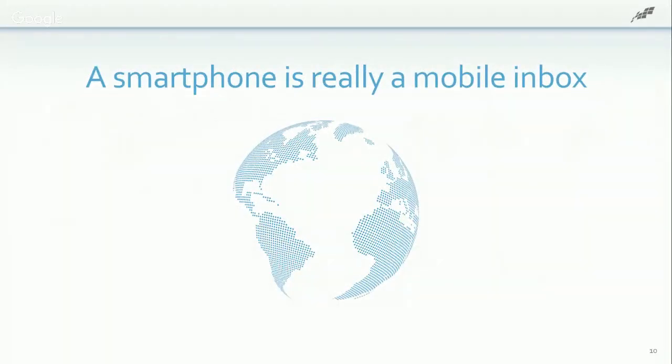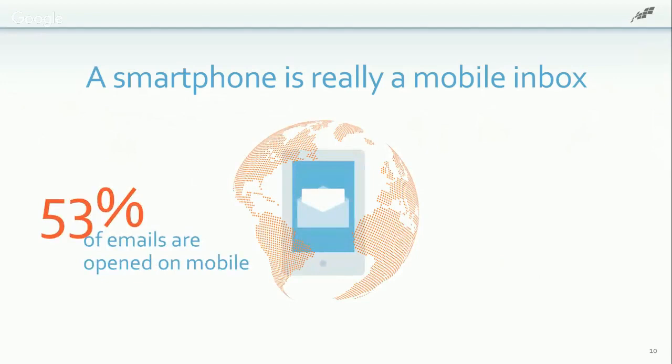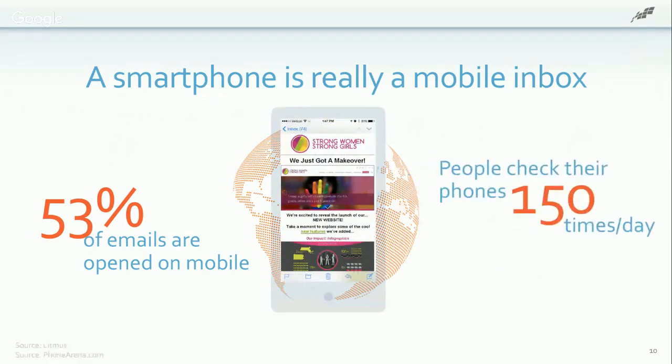A smartphone is your mobile inbox. These days, a phone is more like a mobile inbox than a phone. You've got to consider the impact of mobile readership on your message. In fact, 53% of emails are opened on mobile devices, and the average person looks at their phone approximately 150 times a day. Your email could be one of those messages they're checking, and we want to make sure that your message stands out in that crowded inbox on an itty-bitty tiny screen.